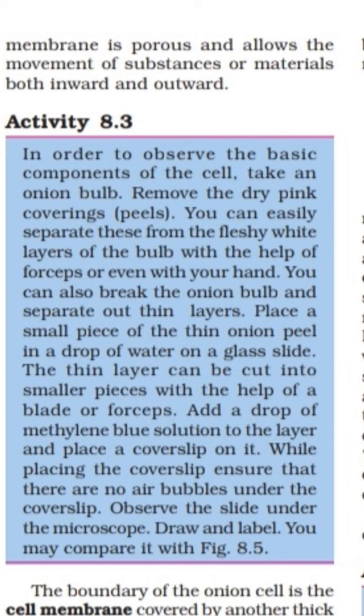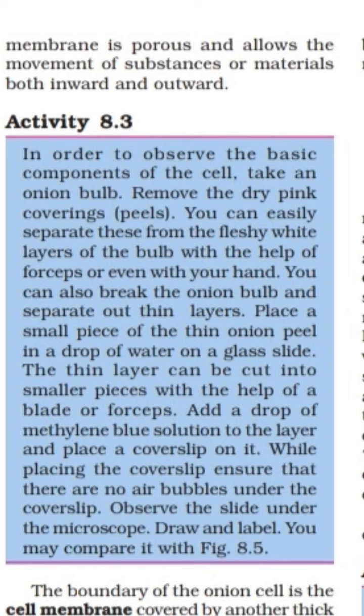Now our next activity, activity 8.3. In this activity we learn how to see the plant cell under the microscope, and for that purpose we require an onion, some chemicals and a microscope. Now see the activity. In order to observe the basic components of the cell, take an onion bulb and remove the dry pink coverings. You can easily separate these from the fleshy white layers of the bulb with the help of forceps or even with your hand.